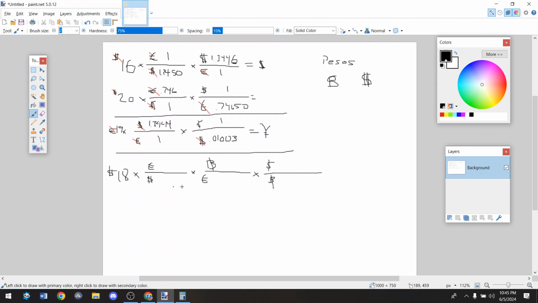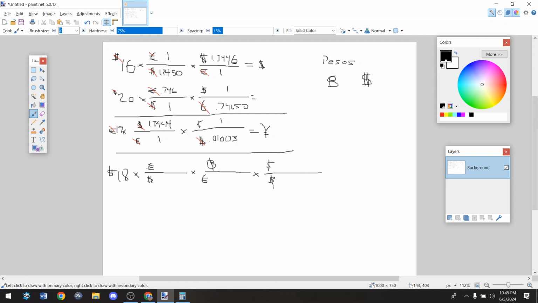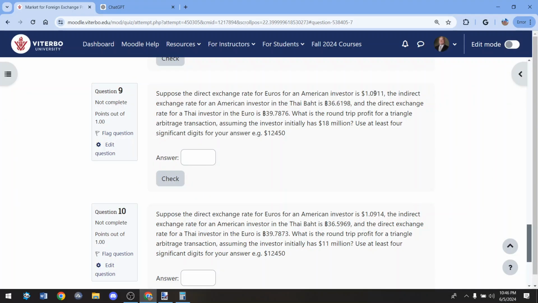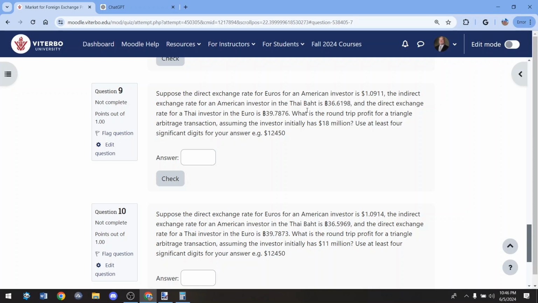Okay, so we're setting this up. We've got some stuff, and we just need to fill in these numbers here. So what are we doing? We need the dollars to euros. Here's dollars to euros, 1.0911. It's nice in this case we don't have to worry about bid-ask spreads. In reality you do, but for the purposes of this problem, we are keeping it simple. Now I need euros to baht. So the direct exchange rate for a Thai investor in the euro is this.